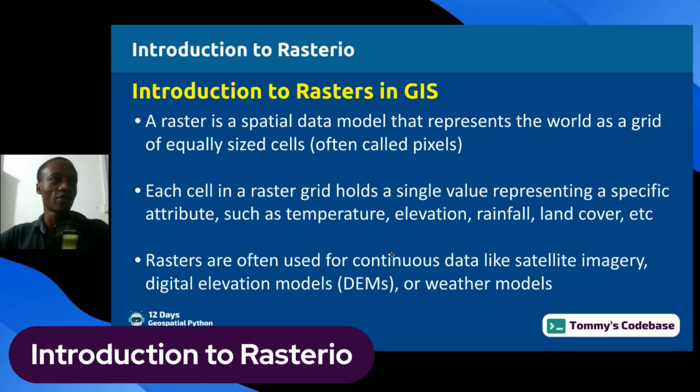So if you have a raster pixel that covers, let's say, your house, and the raster file is a temperature raster file, the value in that particular pixel is the temperature around your house. And rasters are often used for continuous data, like satellite imagery, digital elevation models, and some weather models, like CHIRPS precipitation data. You usually want to use a raster to represent continuous data because it would be difficult to use vector to do that. The raster represents continuous data the best.